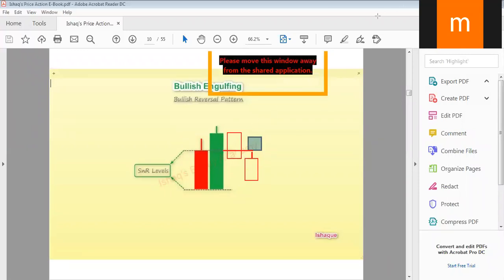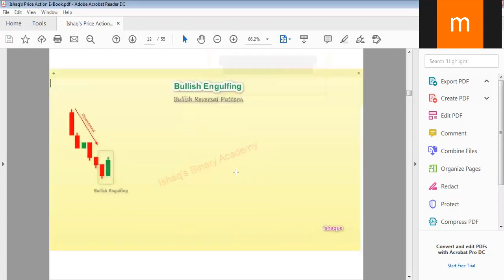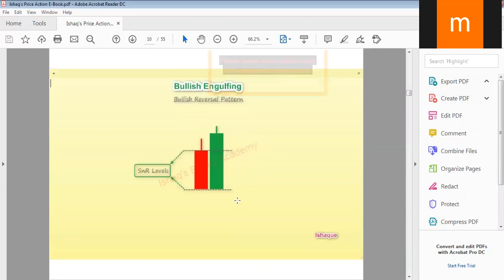I cannot talk more on any one topic because there is short time and we have to see all the pages. That's why I'm moving to the next. When you find a bullish engulfing, after bullish engulfing, you find another slide. Look at this.